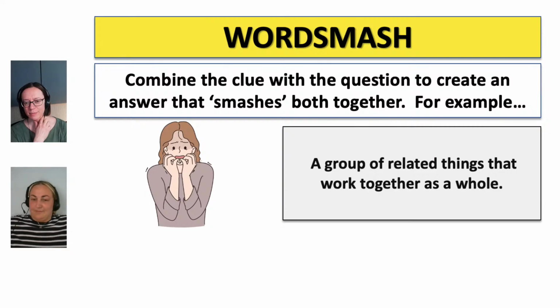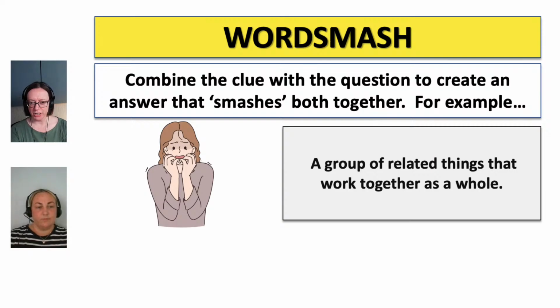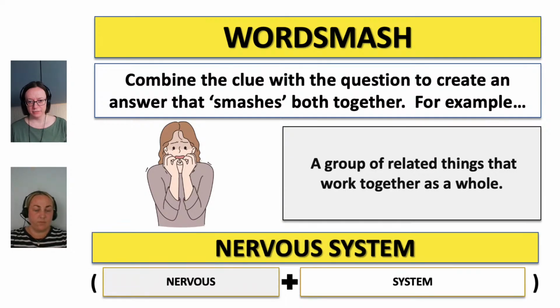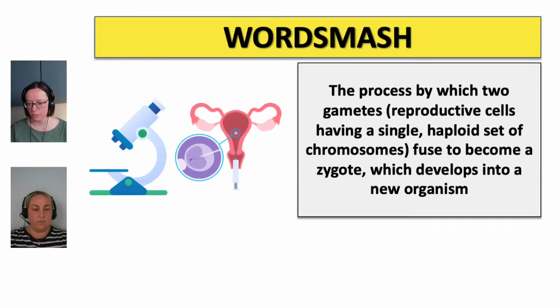Well done. Okay, word smash, our last activity, just for a bit of fun. So we've got a picture of someone who's biting their nails, maybe looking a bit sweaty. What does that picture mean to you? If you had to summarise it in a word, what would it be? And then you have to smash that together with the clue, a group of related things that work together as a whole. And I'll show you this one as an example. So this would be nervous system. The picture is someone being nervous, and then the words are the definition of system, okay? So that makes nervous system. Let's see if you can get the next one.